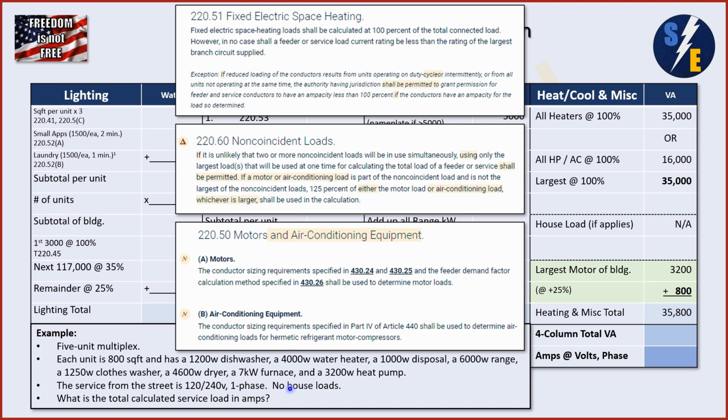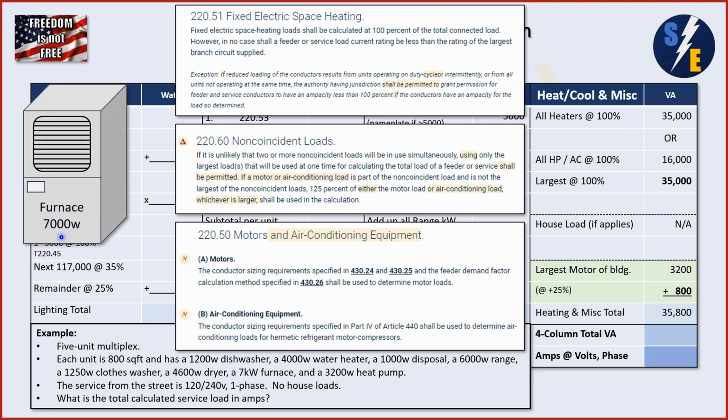Okay, so we have a 7 kW furnace. We're going to put 7 times 5 because we have 5 units. That equals 35,000 VA. Next, we're going to go on to our cooling.